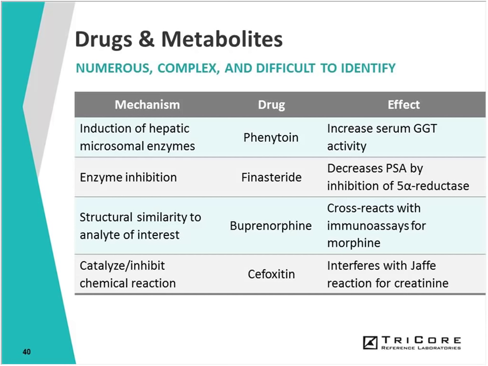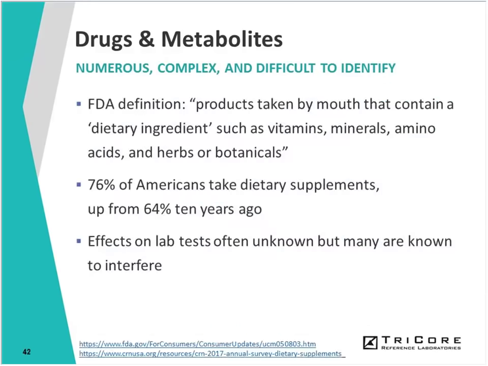So drugs and their metabolites are also common interference in many different types of lab tests. And they can cause interference indirectly, like the first two examples in the table, or they can cause interference directly, such as the last two examples in the table. Now, because of their sheer abundance, there are likely thousands of possible interferences, and many of them are unknown simply because they haven't either been discovered or studied.